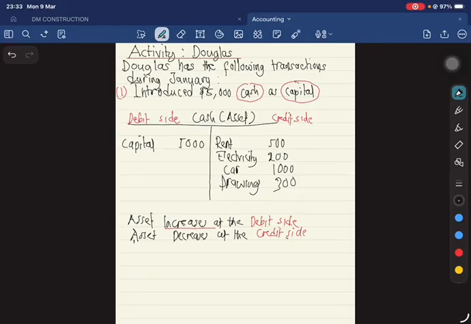So when you debit one account, you credit the other one. First identify the accounts involved. It could be 2 or more accounts. Then when you debit one, you have to credit the other one. So the total balance of the debit side must be equal to the total balance of the credit side in the other account as well.